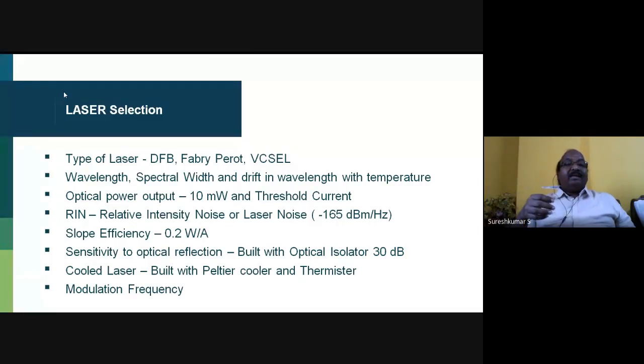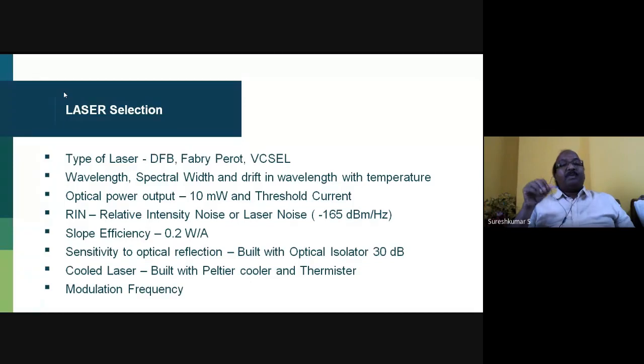And then there is one other thing, a direct modulation or an external modulator system. What I'm showing now is a direct modulation system. Then another important thing in RF over fiber is how much noise is generated by the laser itself. This is called RIN noise or relative intensity noise. The lower the better, and we are using around 165 dBm per hertz.